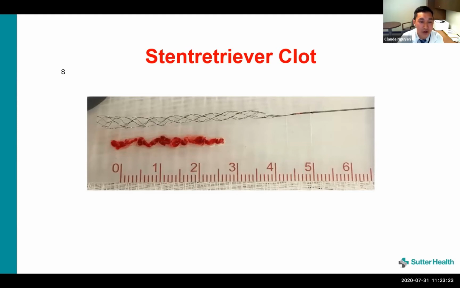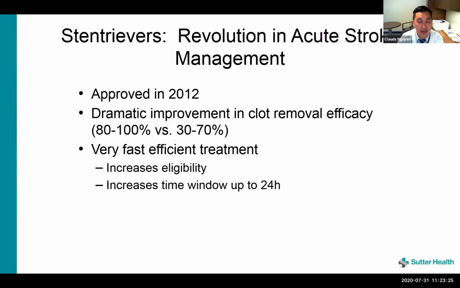But it's not for all strokes, and it's again only within a certain time window that we're talking about, potentially up to 24 hours. That technology was approved for use in 2012, and it's been shown to be very, very effective in the treatment of stroke. But again, only if we can get to people within a fast amount of time.